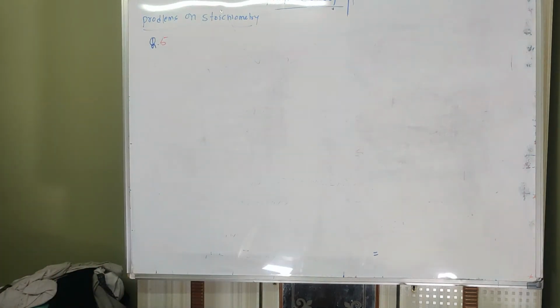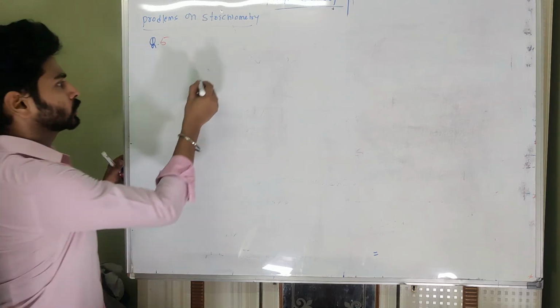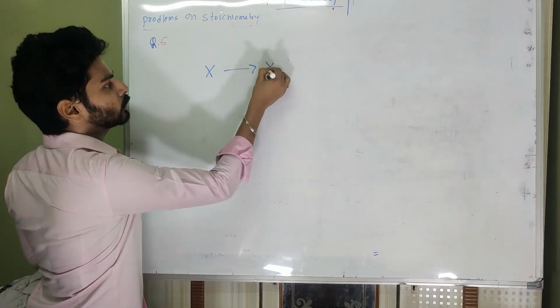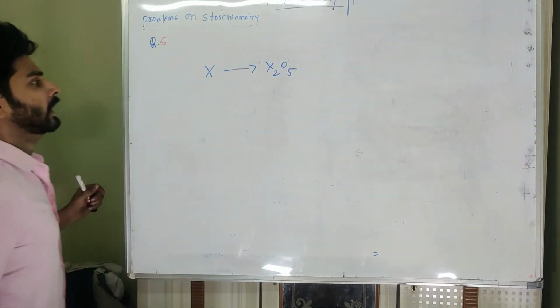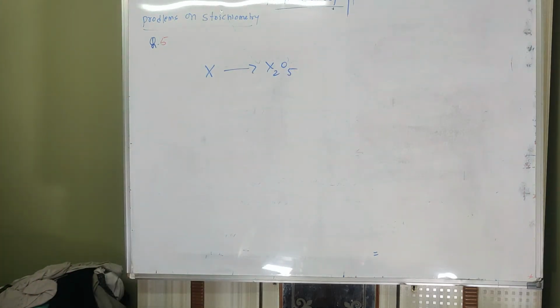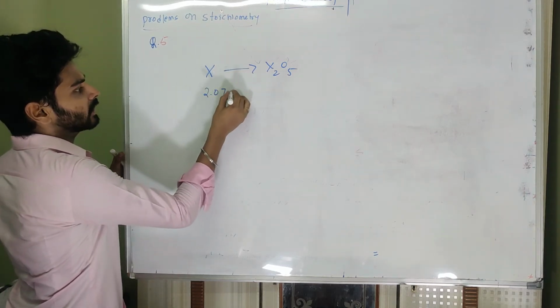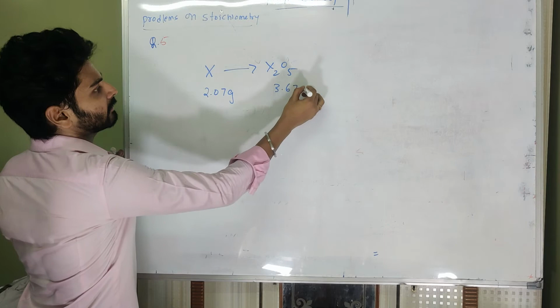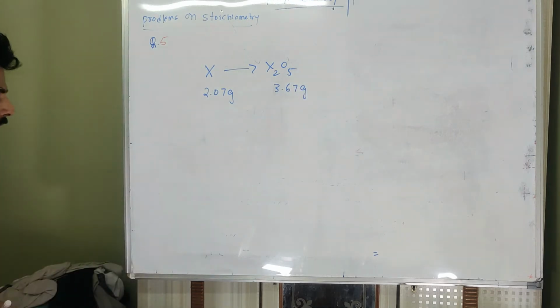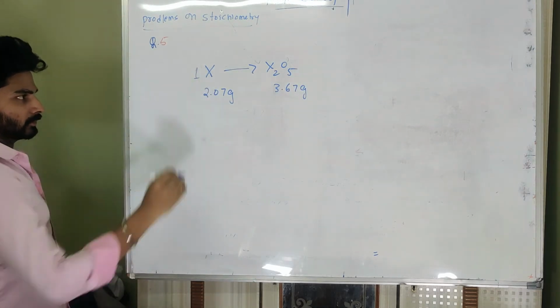The next question says that in an experiment it is found that 2.0769 grams of X produces 3.6769 grams of pure H2O5. The number of moles of X is. We don't know much about this reaction, only that X is giving us H2O5, where the masses are given: 2.07 grams and 3.67 grams. Only this much we know, and we are asked to calculate how many moles.